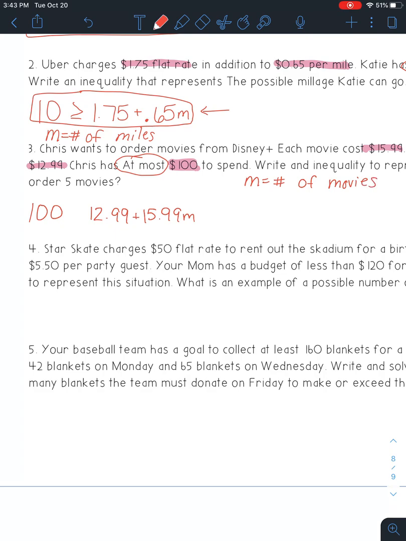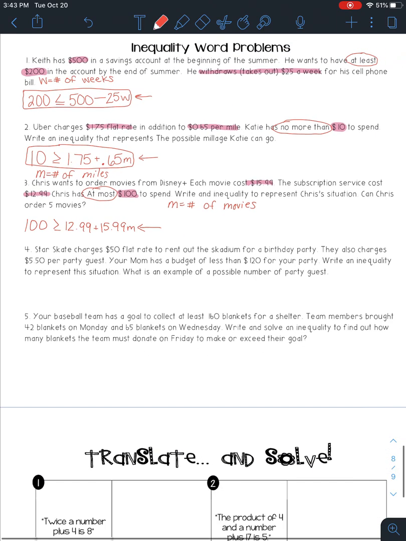All right, so now let's figure out which one needs to be bigger. This is representing how much he's spending. Should that amount be bigger or smaller than his $100 budget? That number should be smaller than his $100 budget. And because it's a budget of $100, he can spend up to that $100. So now we need to plug this in and see if we can spend 5 movies.